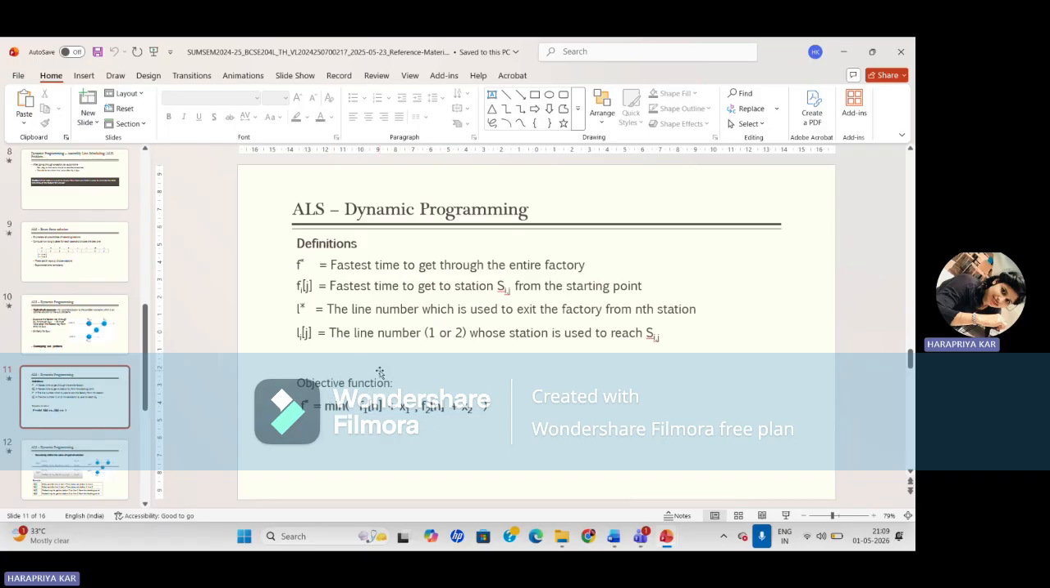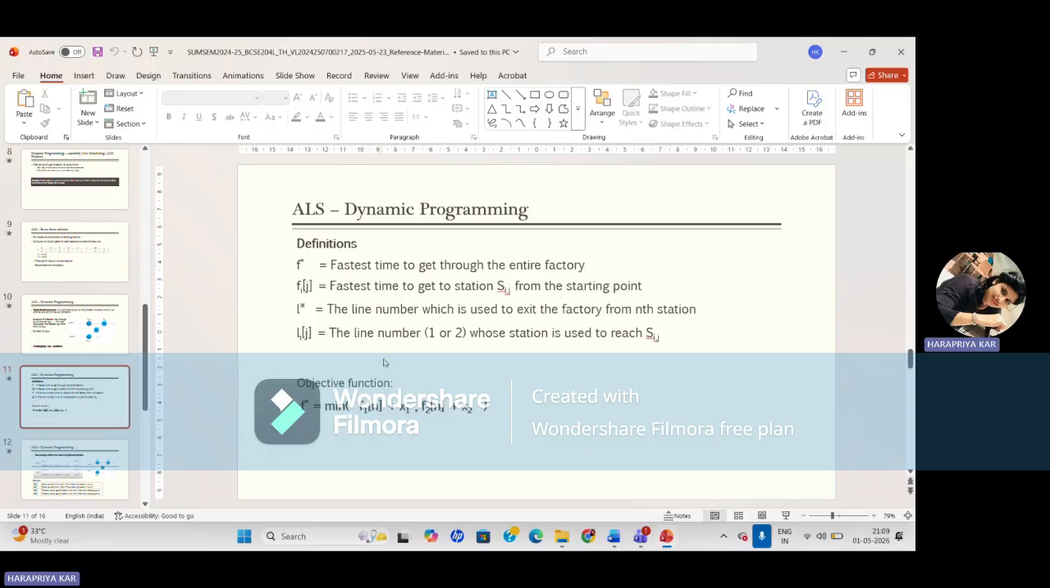Because the main motto of dynamic programming is to go with the optimal solution, otherwise it would go with the exponential time complexity. But here we have to get the optimal solution. For that only, we are working with this objective function.